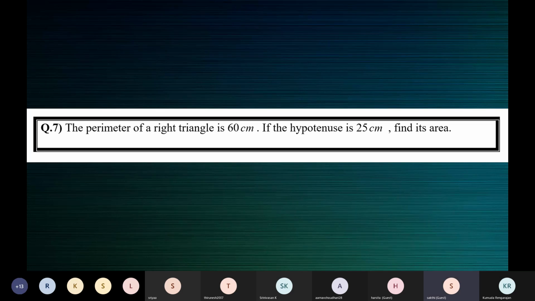Ma'am, root 3 by 4 a square. Oh, ma'am, we cannot use that. No, Shakti, root s into s minus a, s minus b also, you don't know the area, right? Yes, ma'am, we can't use. Sorry, I just answered before even thinking. Yes, we don't have the area. You can write root s into s minus a, s minus b, s minus c is equal to what? Ma'am, the area is 150 centimeter square.